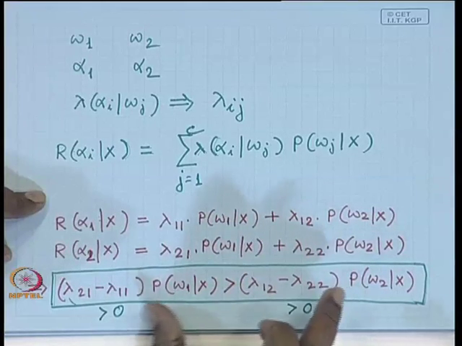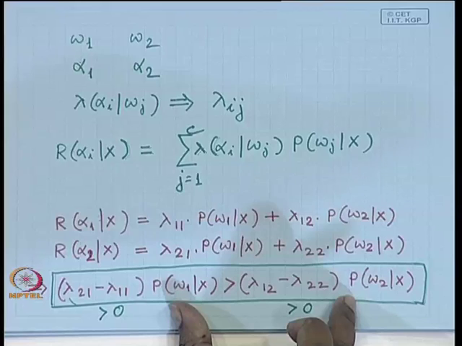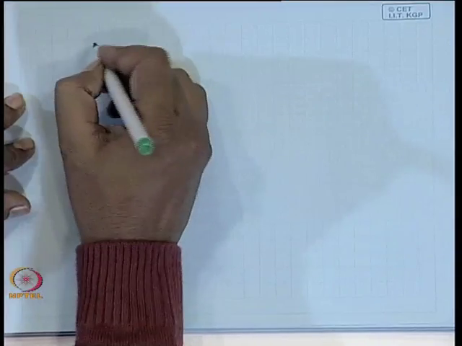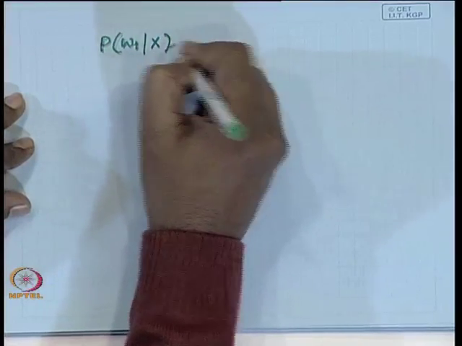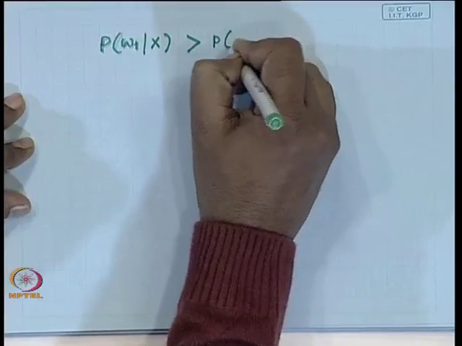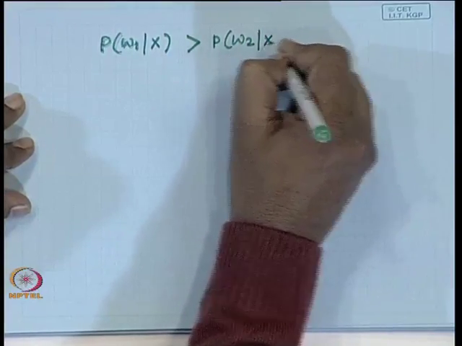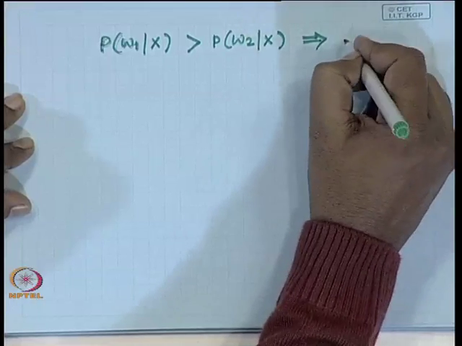Now, I can compare this with the Bayes decision, or the minimum error classification, that we have done earlier. Over there our condition was that if p of omega 1 given x is greater than p of omega 2 given x, then we decided in favor of class omega 1.